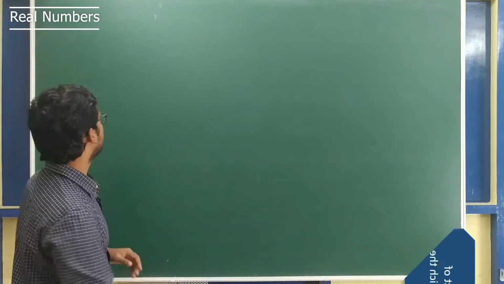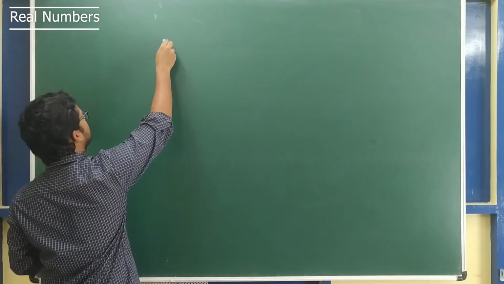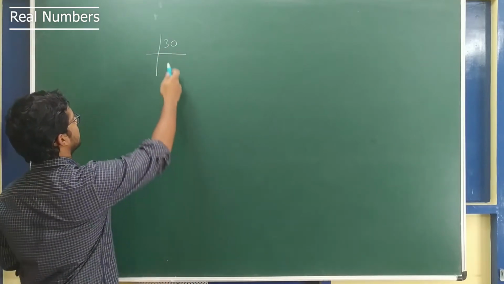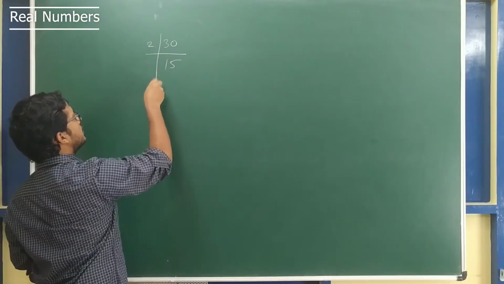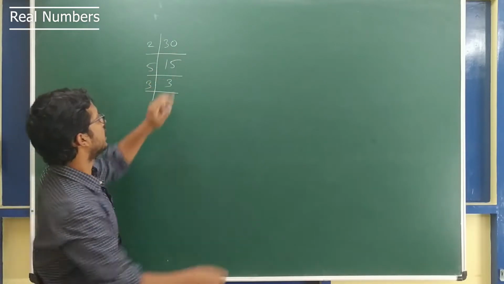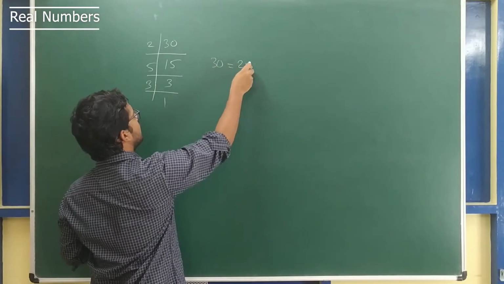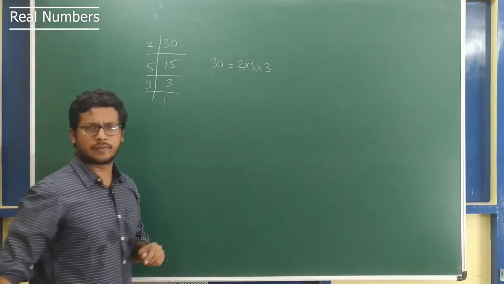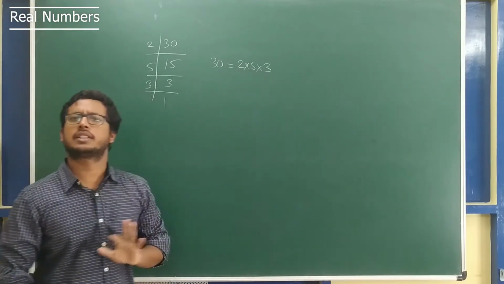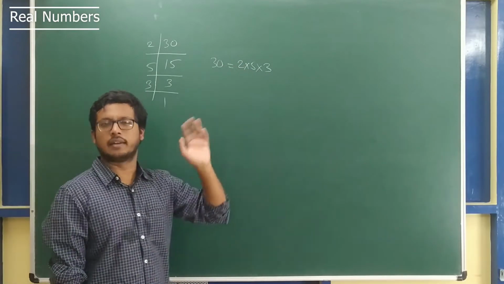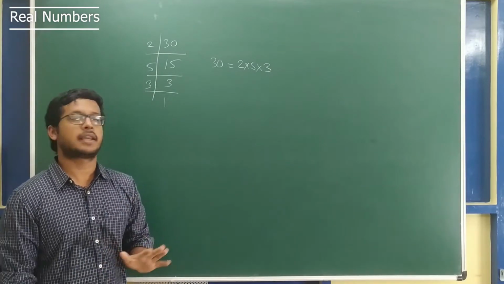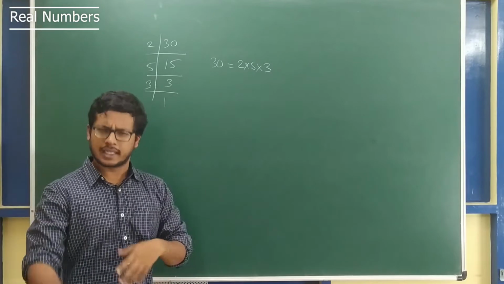For example, let's say 30. If I have to write it as a product of primes, you go on prime factorizing it. 2 15s are 30, 5 3s are 15, 3 1s are 3. So that's all. 30 can be written as 2 into 5 into 3. This is unique. I mean, there is one 2, there is one 5, there is one 3. This will not change. You can change the order of writing, but this set of numbers is always unique. It's the same for the given number. Correct?